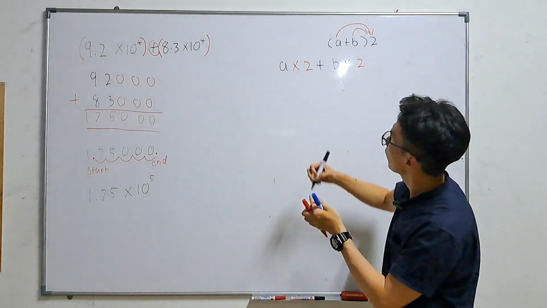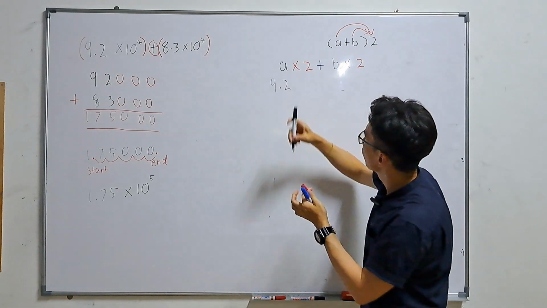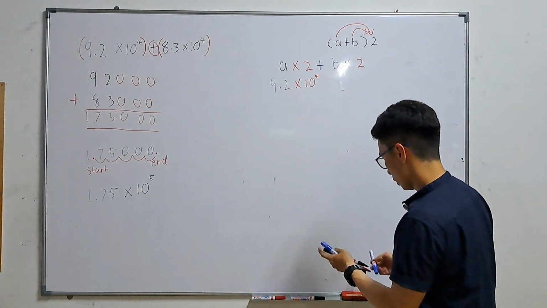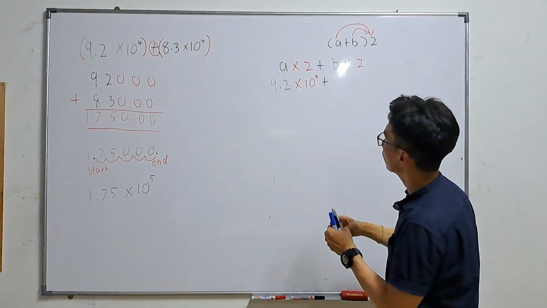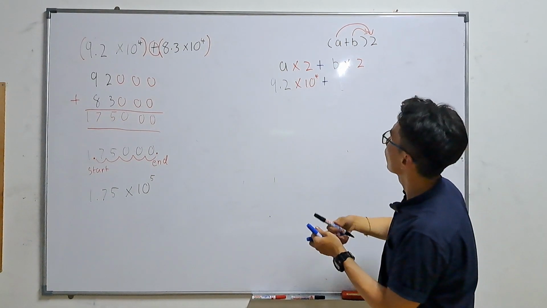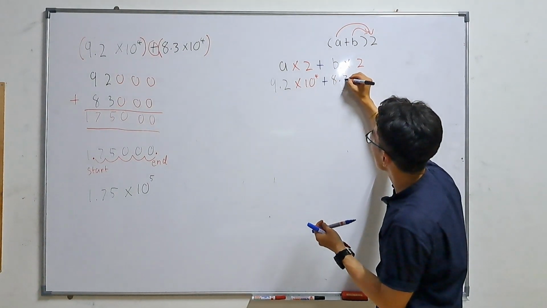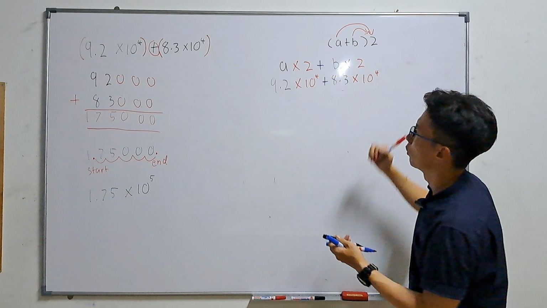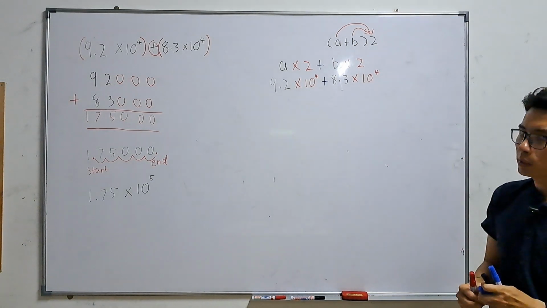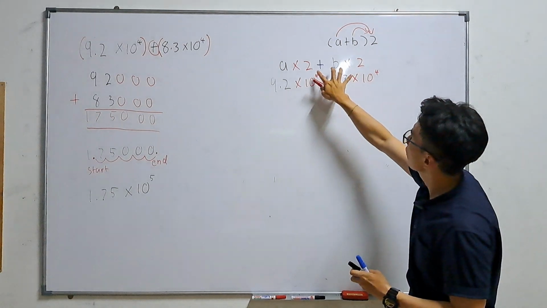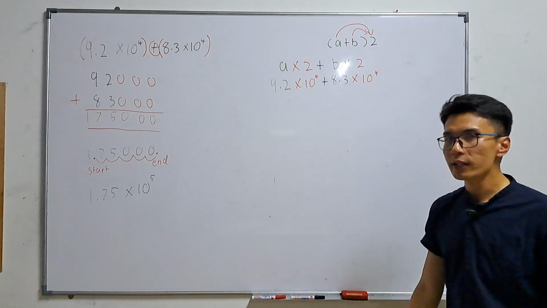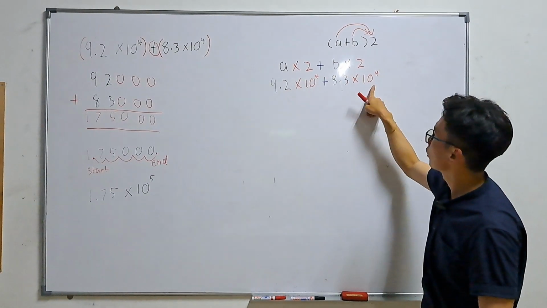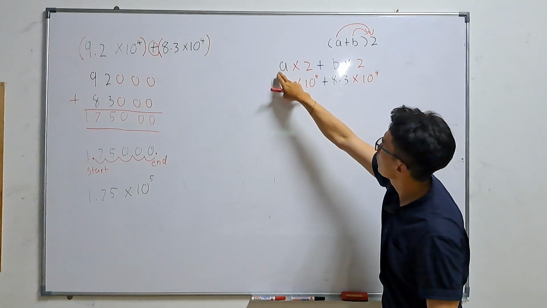Okay, so let's see what happened when we bring this down. So I have 9.2 times 10 to the power of 4. Okay, and my operation here is an addition, and I have 8.3 times 10 to the power of 4. All right, now notice something similar over here. Now this pattern and this pattern looks the same, right? In fact, because you see 2 and 10 to the power of 4 and 10 to the power of 4.